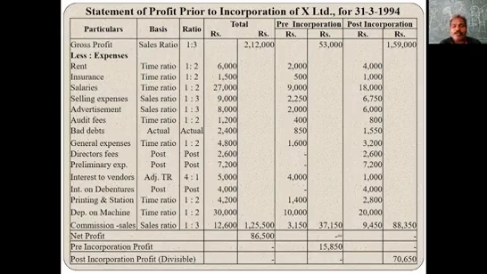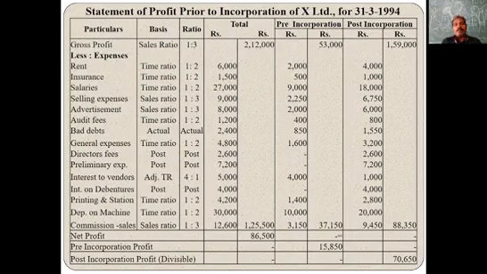Then printing and stationery, time ratio: 4,200, 1,200, 2,800. Then depreciation on machinery, time ratio: 30,000, 10,000, 20,000. Then commission on sales, sales ratio: 12,600, 3,150, 9,450. Then we should add all the expenses in the respective columns: total, pre-incorporation and post-incorporation.